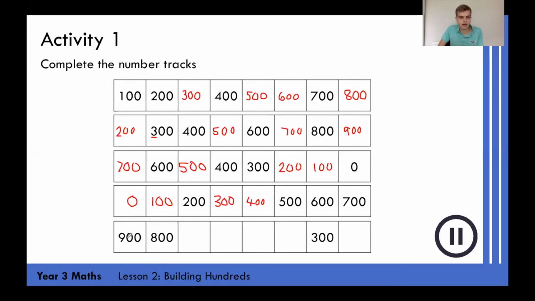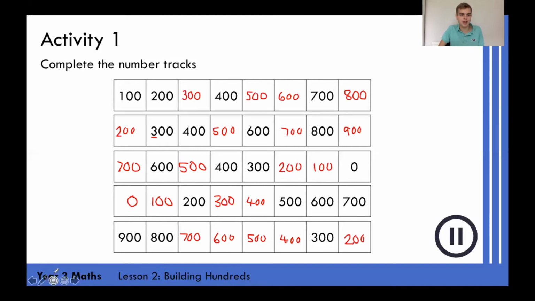Okay, 900, 800. You spotted it. We're counting down in hundreds here. So 900, 800, 700, 600, 500, yeah, 400, 300, and 200. Well done. Fantastic. Good job, everybody.